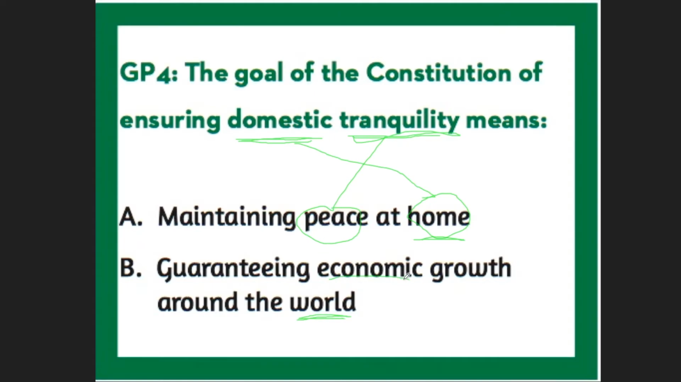Economics has to do with business, so it's not going to be that one. A matches domestic to home and tranquility to peace. Let's go ahead and say the answer is A. So the goal of the Constitution of ensuring domestic tranquility means A. Maintaining peace at home. All right, next one, y'all. We got this.